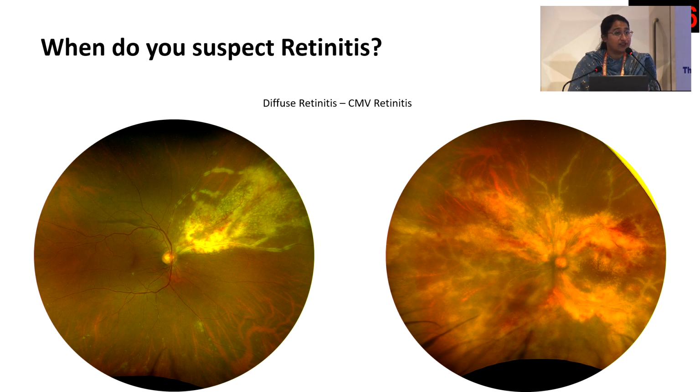Then diffuse retinitis, such as a case of CMV retinitis. The difference in these patients is that the posterior pole is commonly involved. It is associated with hemorrhages. The image on the right-hand side is of granular type of CMV, whereas on the left-hand side you can see a predominant frosted branch appearance of CMV retinitis.